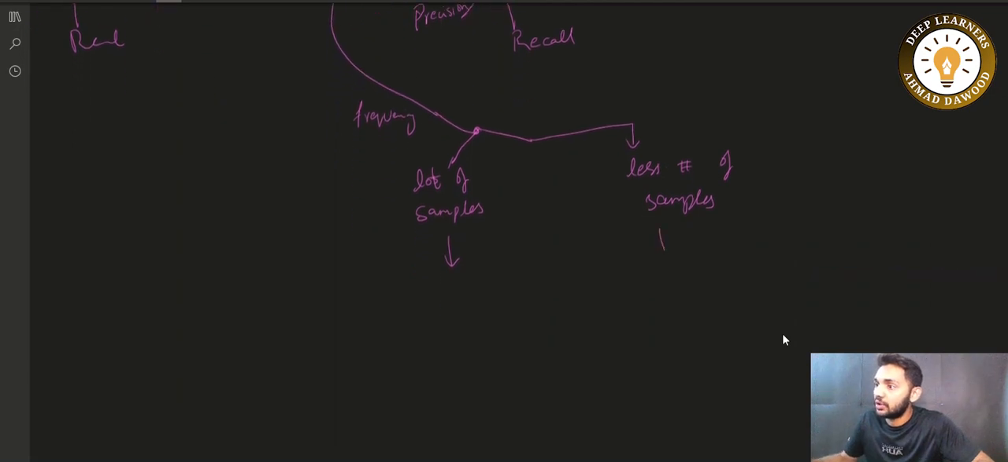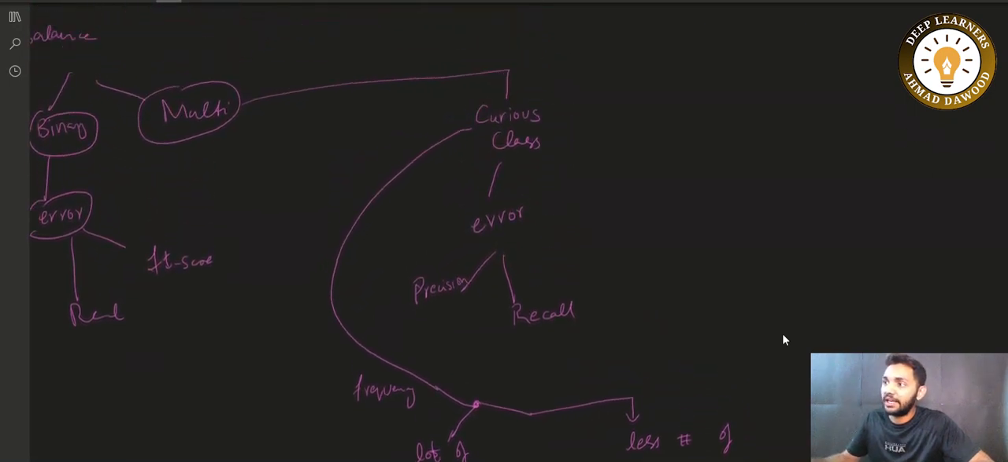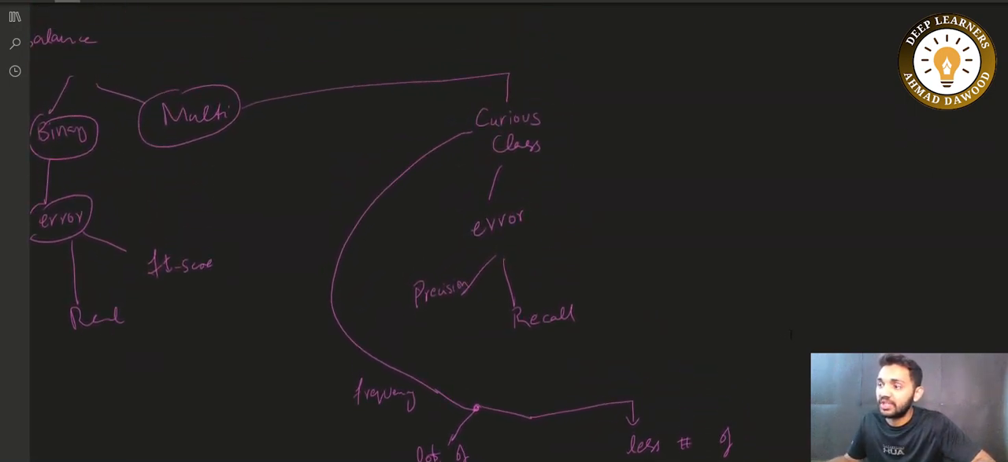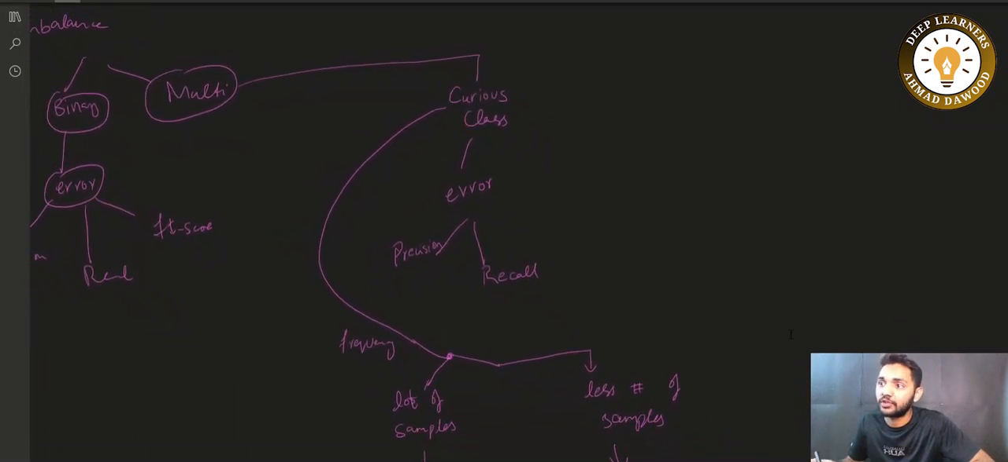Okay, so now here you will use macro average, and here you can use, sorry, weighted average. Okay, and you got an idea how you can select the best performance measure. These are the optimal ways of selecting a performance measure in case of multi-class.